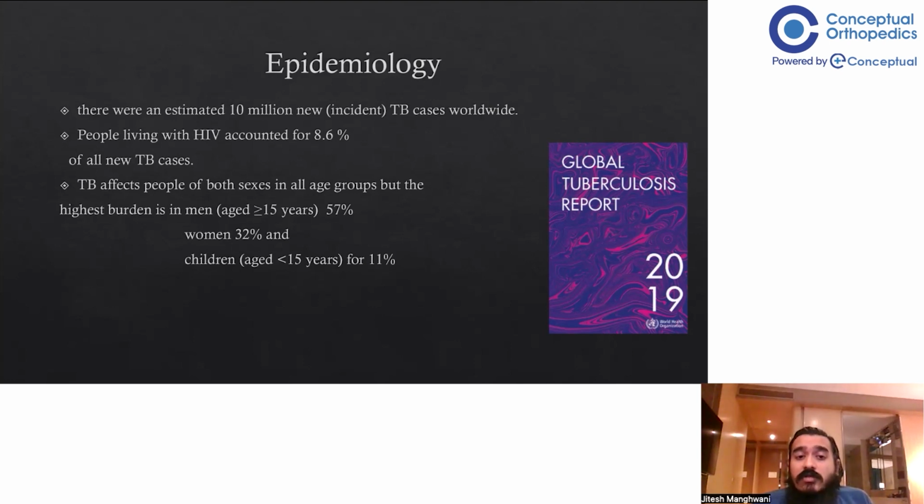There is no sex preponderance, that is, both sexes are impacted equally. However, the highest burden of the disease is seen in men over the age of 15 years, which is 57%, followed by women, 32%, and then children aged less than 15 years, who account for 11% of the disease. So even though there is no difference in males or females being more impacted, definitely the burden is highest in men, followed by women, and then children.